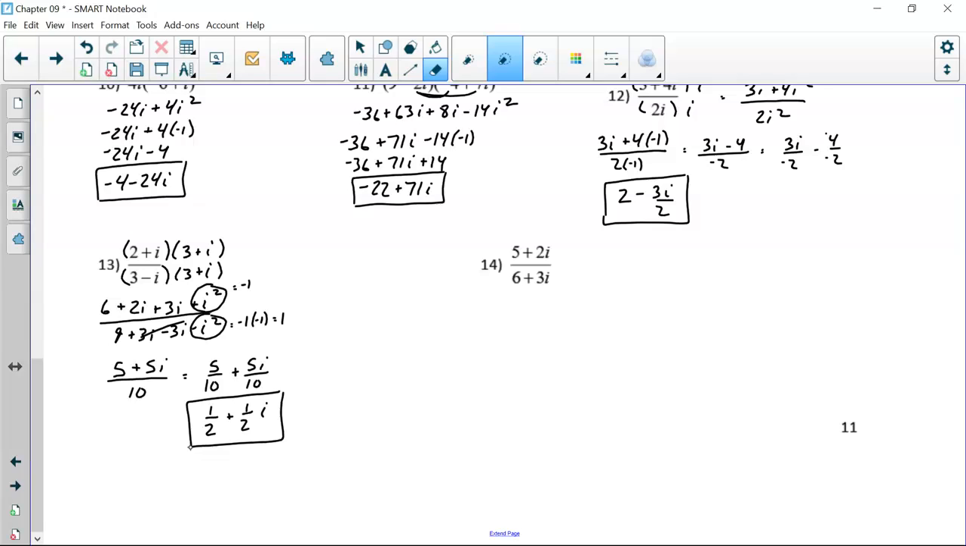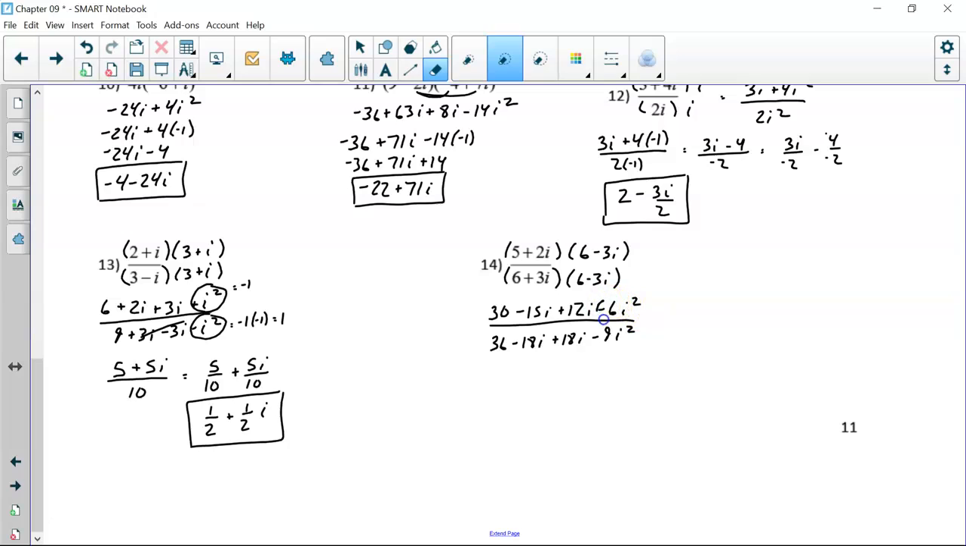And we're going to do the same thing for problem number 14. To get rid of i in the denominator when there's two terms, multiply the numerator and denominator by the complex conjugate. In this case, 6 minus 3i. So we multiply: 30 minus 15i plus 12i minus 6i squared. Denominator, 36 minus 18i plus 18i minus 9i squared.